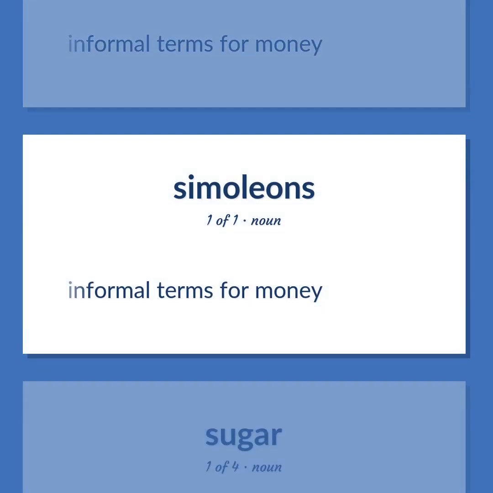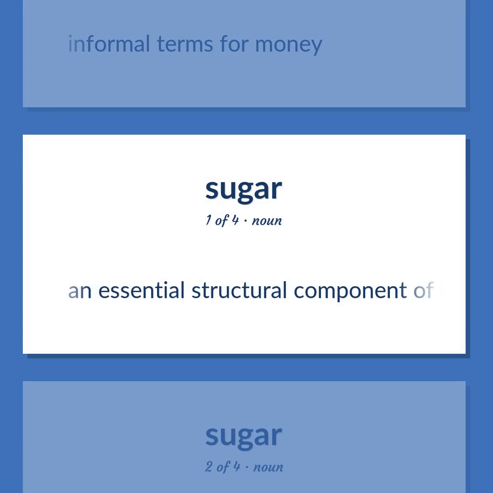Informal terms for money. An essential structural component of living cells and source of energy for animals. Includes simple sugars with small molecules as well as macromolecular substances, or classified according to the number of monosaccharide groups they contain.